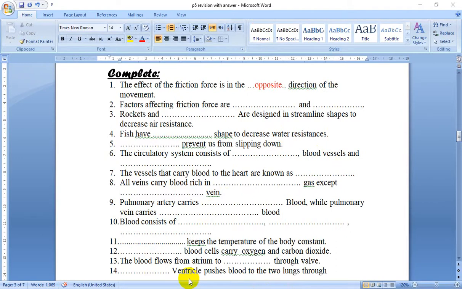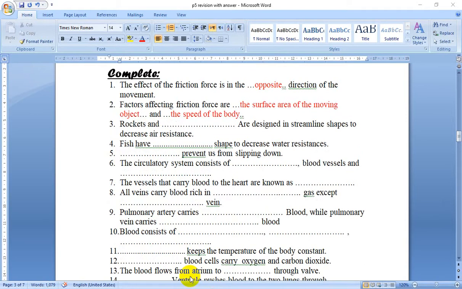Number 2. Factors affecting friction force are, I need here 2, but we have 3 factors. They are the surface area of the moving object, the type of the material surface, smooth or rough, and the speed of the body. So we have 3 factors. We will choose 2 from them. The factors affecting friction force are the surface area of the moving object and the speed of the body.